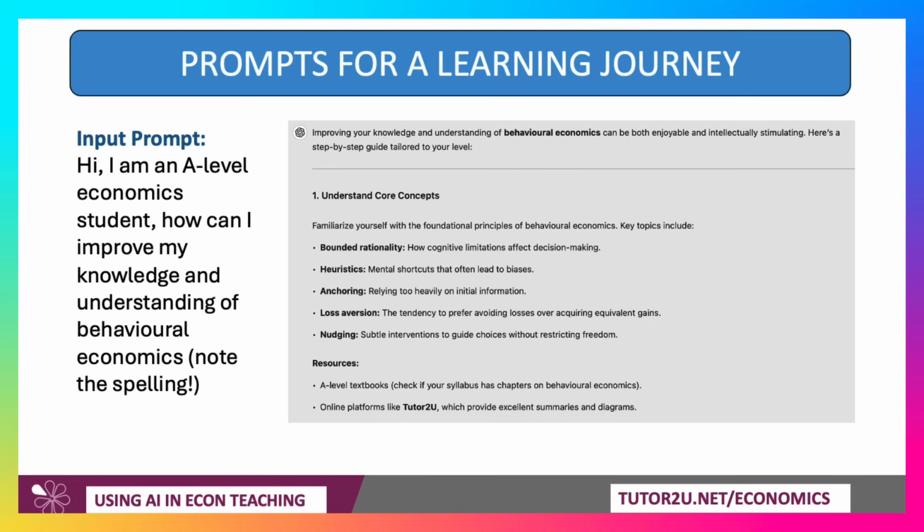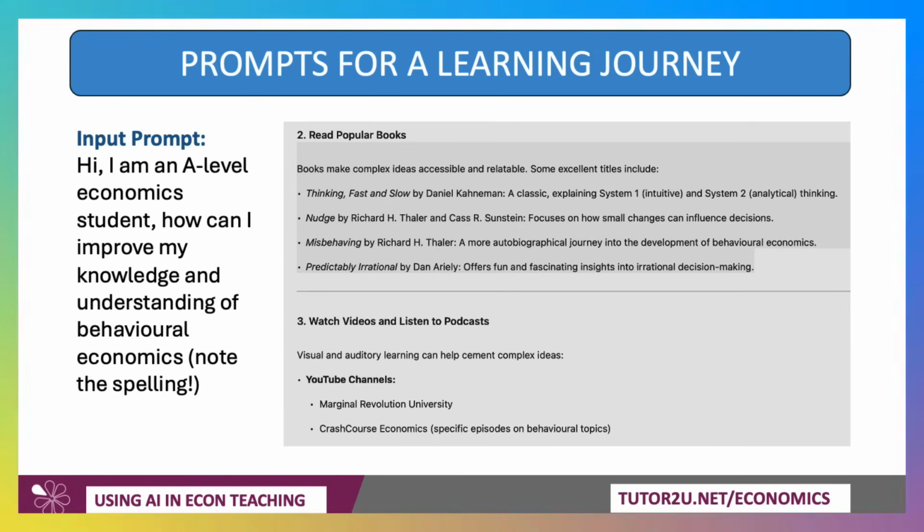So some core concepts such as heuristics and anchoring and loss aversion. That obviously recognises outstanding online platforms like Tutor2u. It suggests I read some popular books, including Danny Kahneman's Thinking, Fast and Slow and Thaler's Nudge and Dan Ariely's Predictably Irrational. And it suggests I watch videos and listen to podcasts. So there's nothing incorrect about that. It's not groundbreaking, but it's the first response to a prompt.